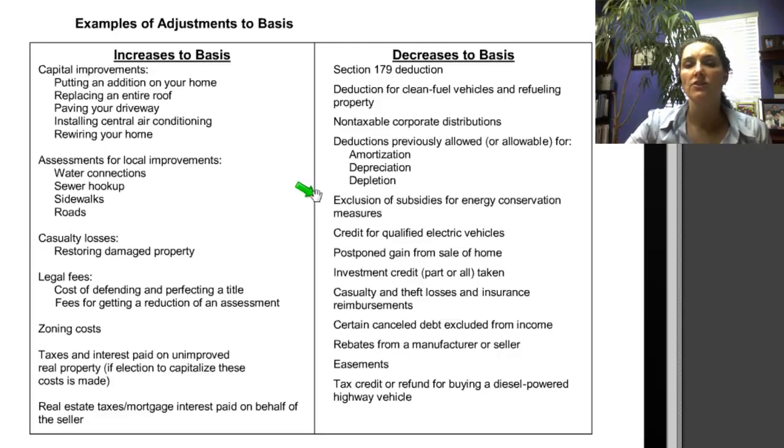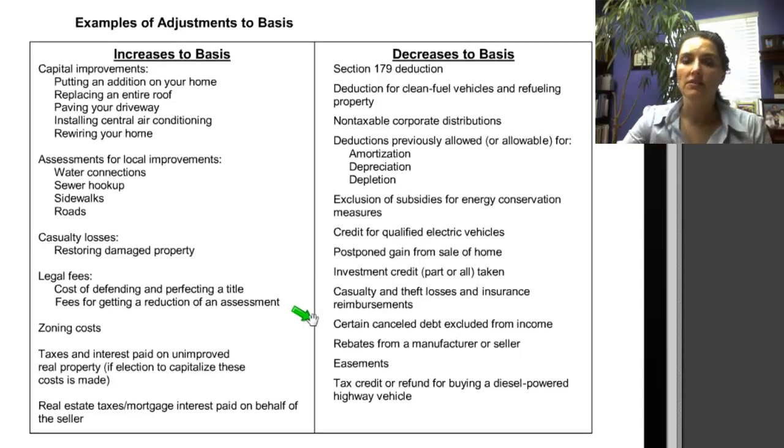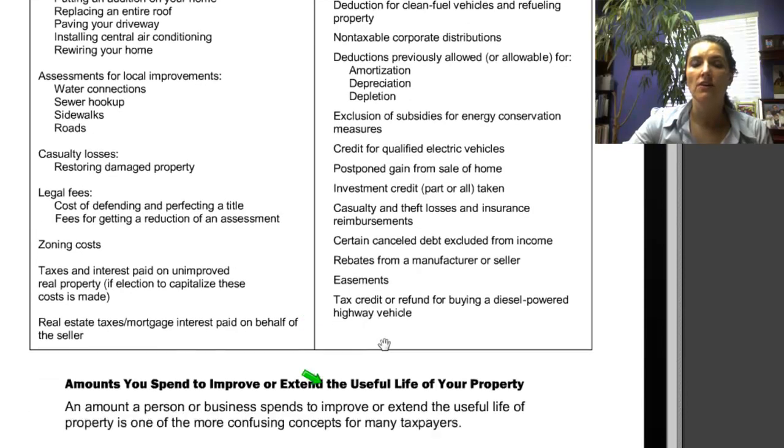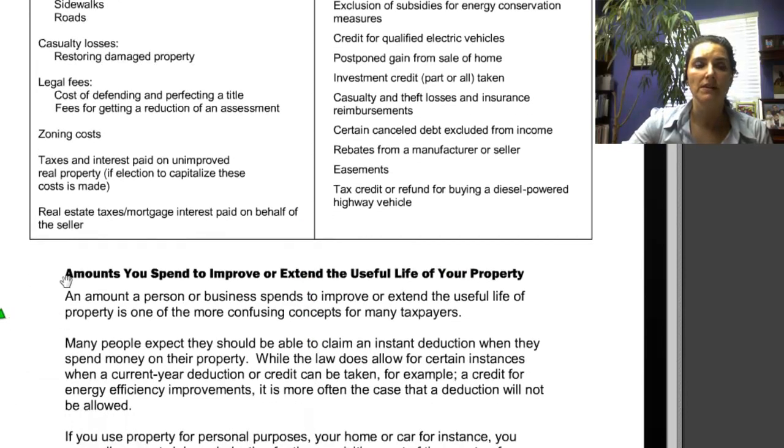Exclusion for subsidies for energy conservation measures. Credit for qualified electric vehicles. Postponed gain from the sale of a home. Investment credit, part or all that was taken. Casualty and theft losses and insurance reimbursements reduce costs. Certain canceled debt excluded from income. Rebates from a manufacturer or seller. Easements. Tax credit or refund for buying a diesel-powered highway vehicle all reduce cost and are decreases to your basis in property.